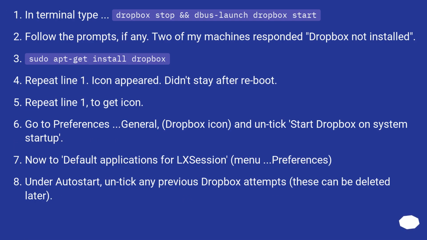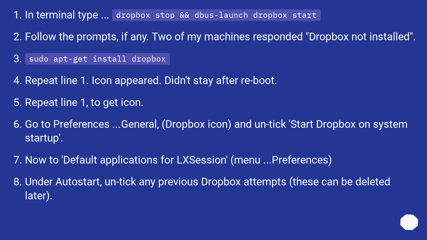In terminal type, dropbox stop && dropbox start -i. Follow the prompts, if any. Two of my machines responded Dropbox not installed. sudo apt-get install dropbox. Repeat line 1. Icon appeared. Didn't stay after reboot. Repeat line 1 to get icon.